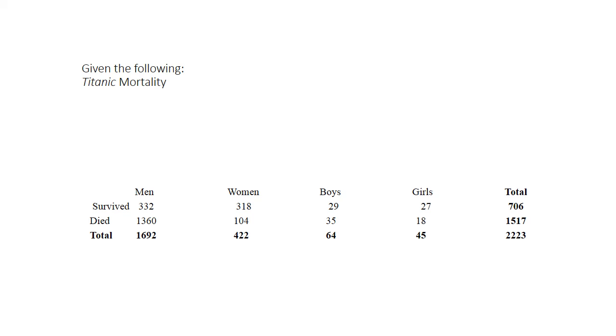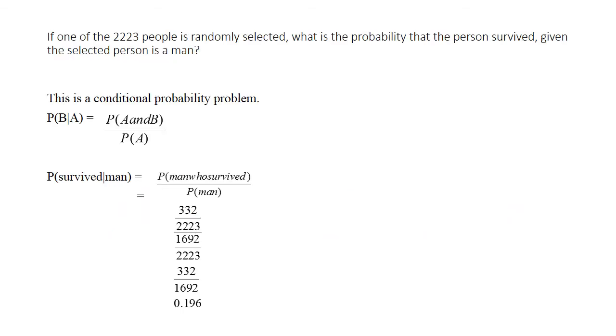This video deals with conditional probability and the probability of at least one. To begin with, you're given the following Titanic mortality table and asked to answer 4 conditional probability questions. The first thing is to remember the definition for conditional probability.